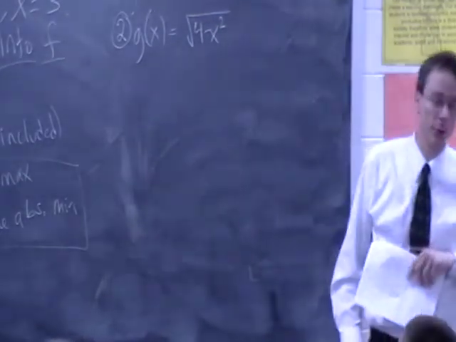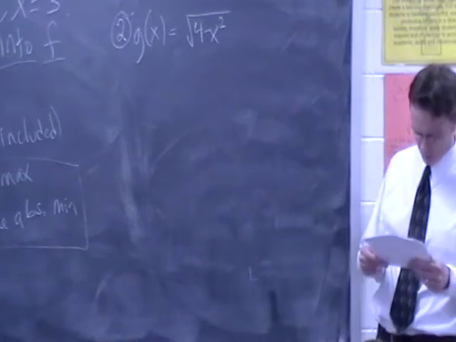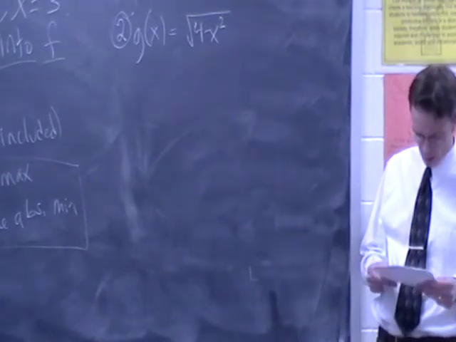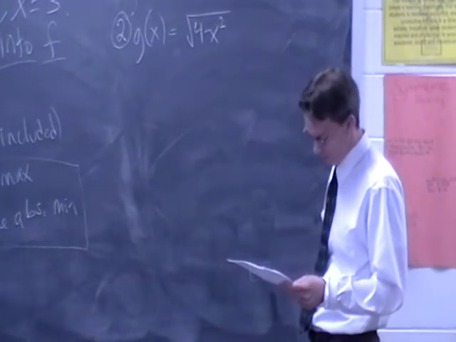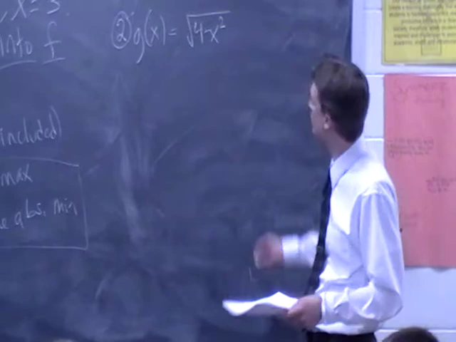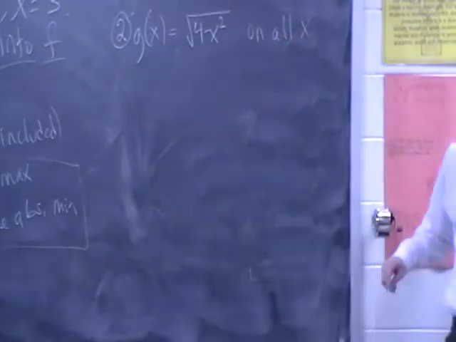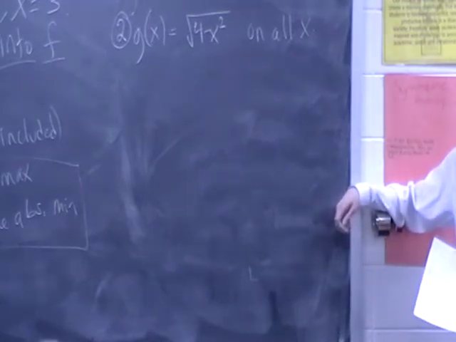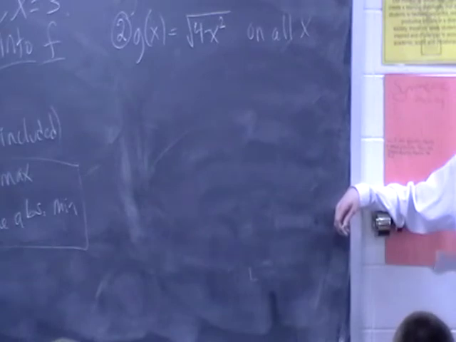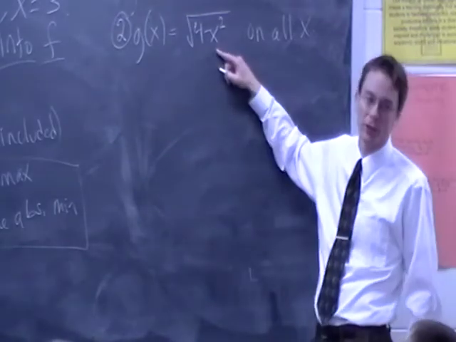g of x is square root of 4 minus x squared. If they don't specify a domain, you can just assume that's true on all x. Now, truth be told, this thing doesn't exist on all x.